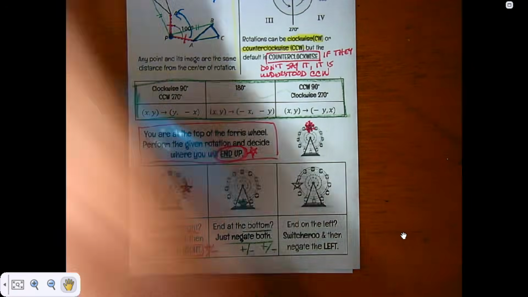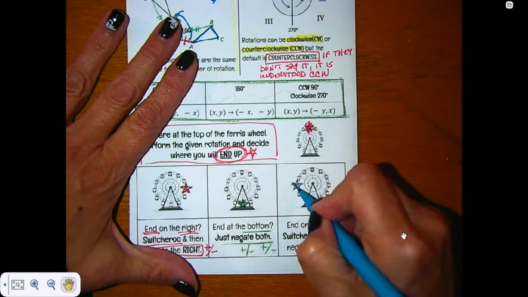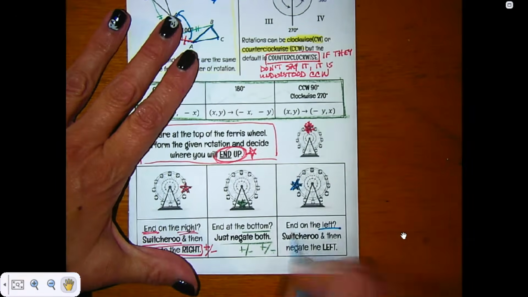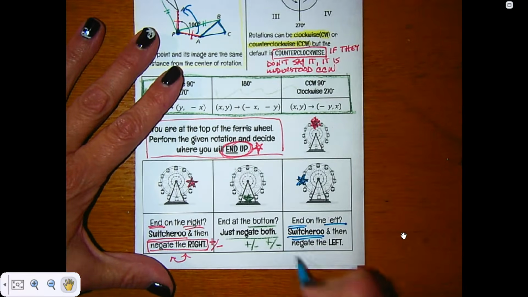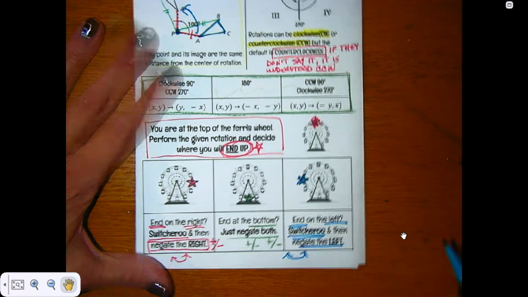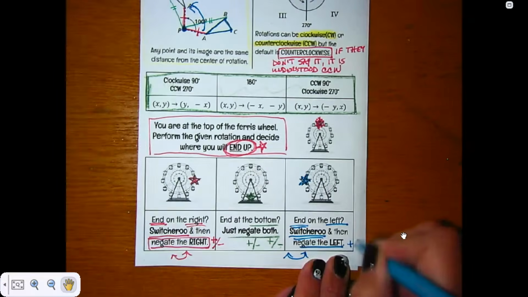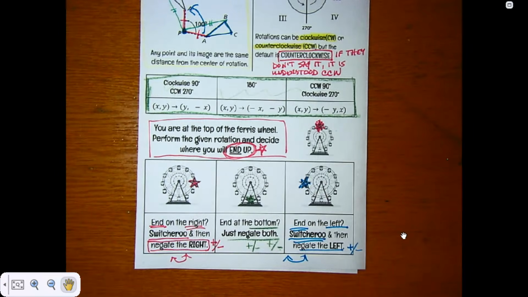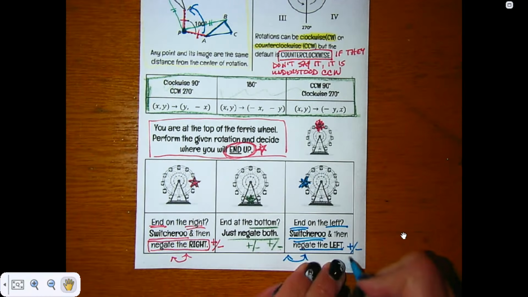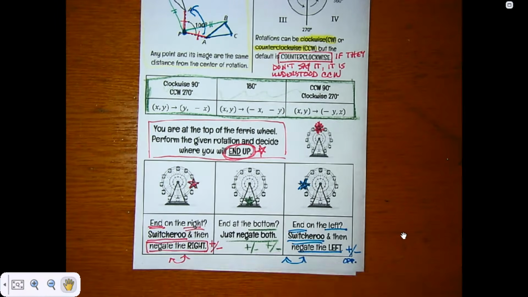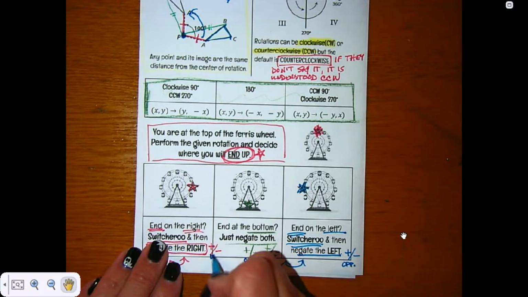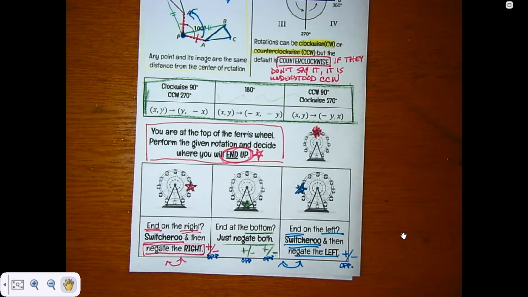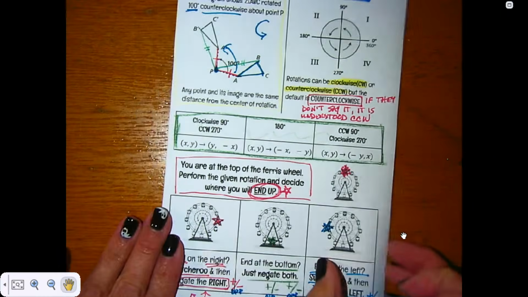Last one, if I were to end up on the left. Remember, it's wherever you end. You're going to do the switcheroo, which means you're going to trade places, and then you're going to negate the left. So whatever term is on the left-hand side, you're going to change it from negative to positive or positive to negative. So this is basically the opposite, right? These are both opposite, and this is opposite. Okay. All right, so let's go to the inside of the foldable.